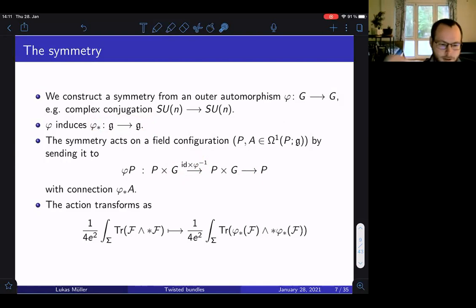And one can show, or then it directly follows, that the action transforms as follows. So you take the action, and the only thing which happens is that you apply the morphism on the Lie algebras to the curvature. And then you take the trace, but the trace is a multiple of the Killing form, which is always invariant under outer automorphisms.